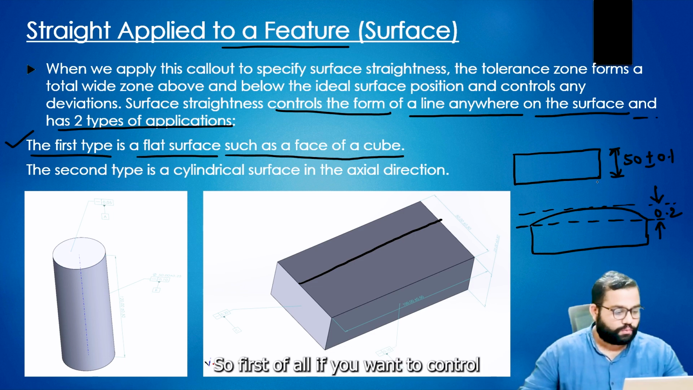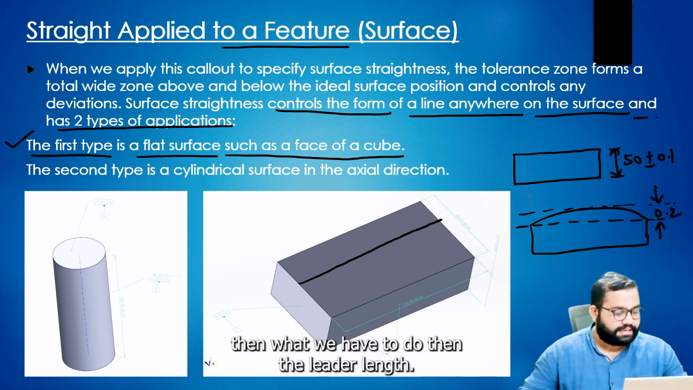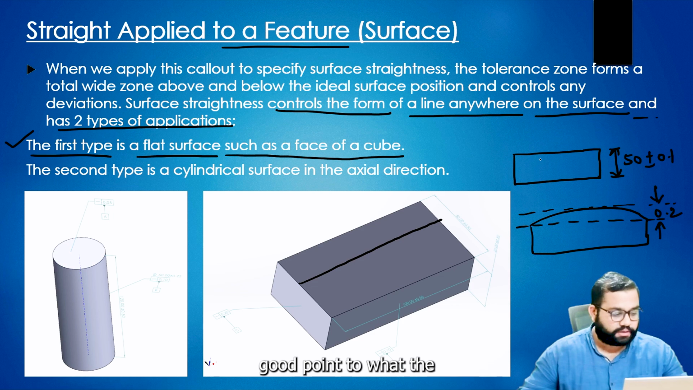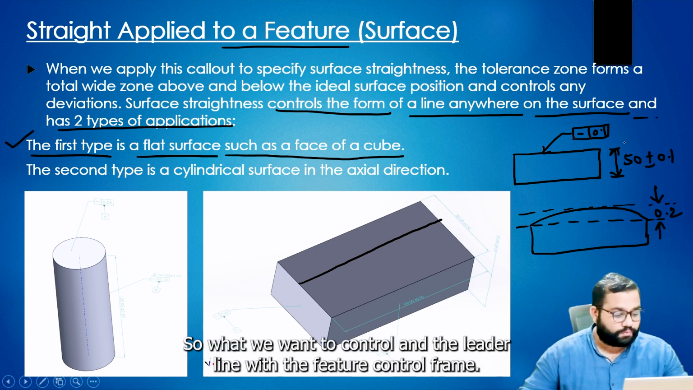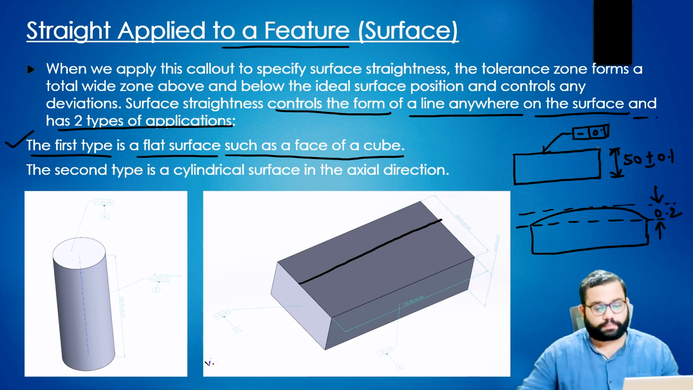So first of all, if you want to control the straightness of a surface, then what do we have to do? The leader line should point towards the surface like this, and the leader will connect to the feature control frame with straightness and 0.1. This is how we can apply the feature control frame onto the surface. So what we want to control, we connect with a leader line to the feature control frame.